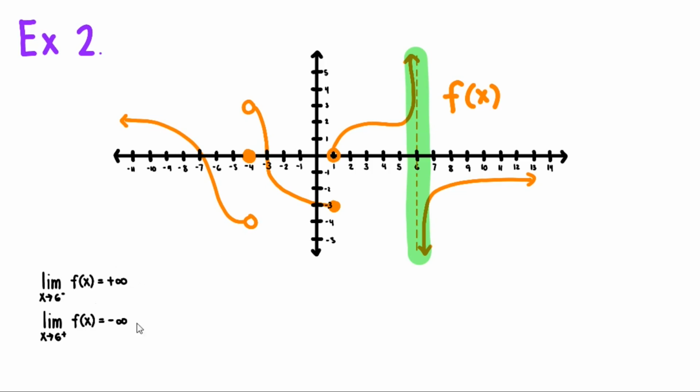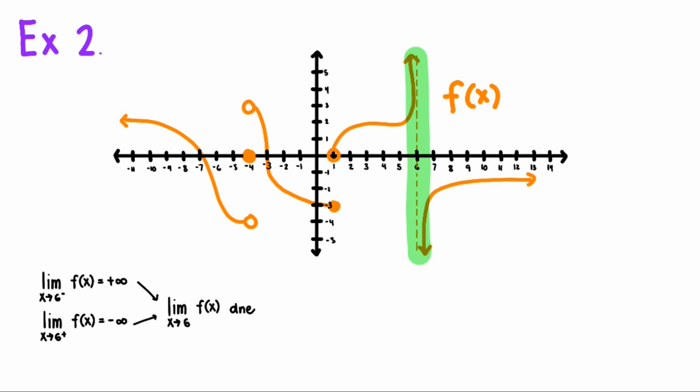And again, since these two are not equal, we say that the limit of f of x as x approaches 6 does not exist. So I hope you got this one correctly. And so that is how we analyze the one-sided limits as well as the limits given a function, more specifically, a graph of a function.